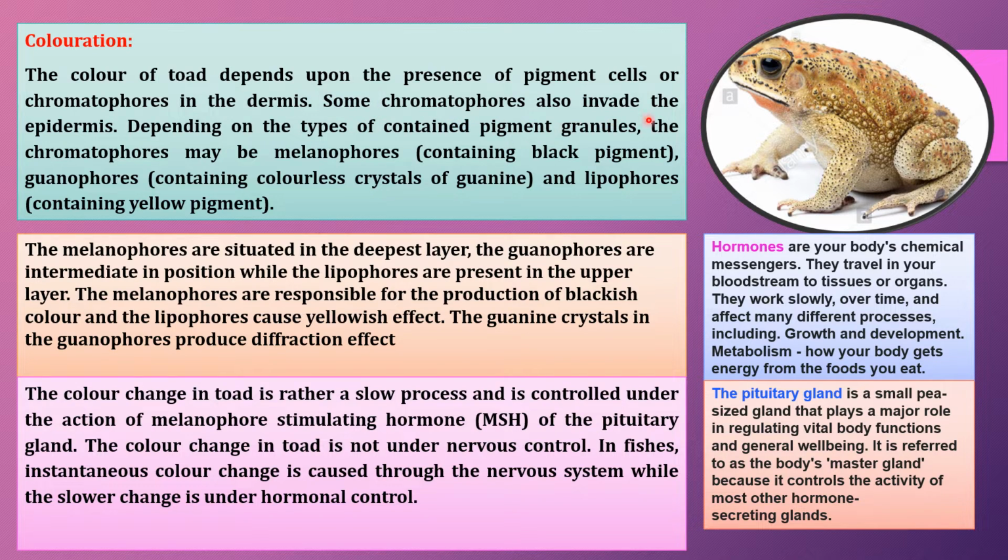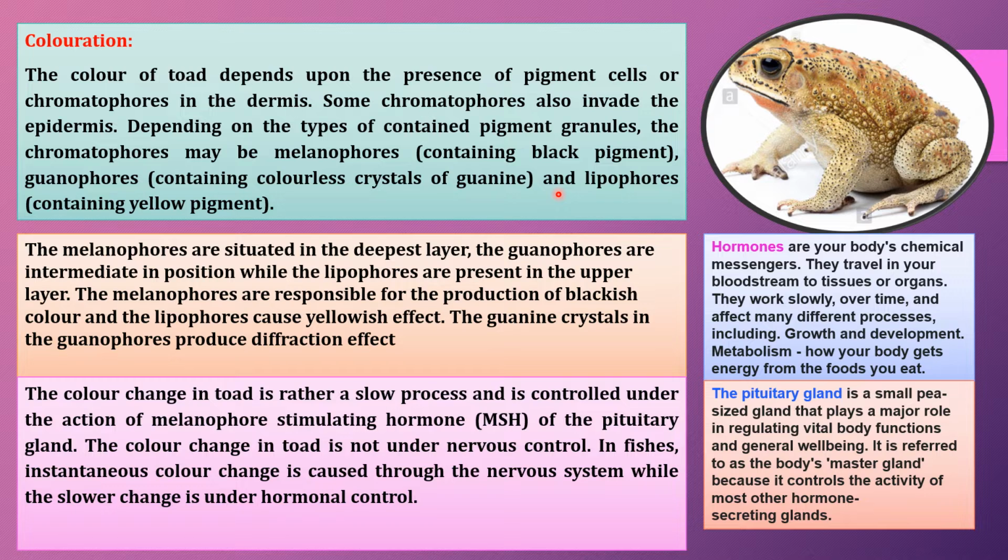Some chromatophores also invade the epidermis. That means some chromatophores you can find in dermis and some chromatophores you can find in epidermis. Now, depending on the types of contained pigment granules, that means how many types of pigments are there in toad's body, the chromatophores may be of three types. One is melanophores, containing black pigment. Guanophores, containing colorless crystals of guanine.